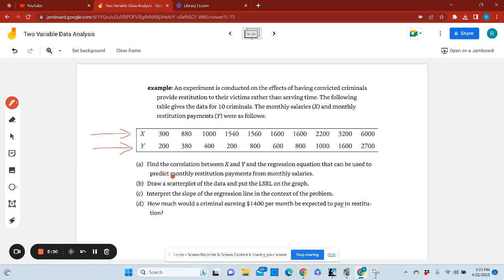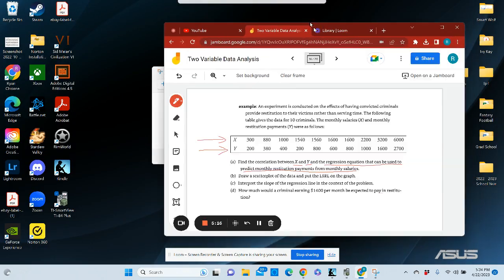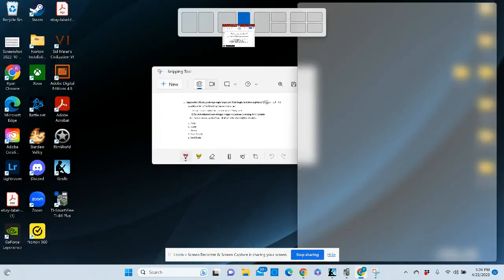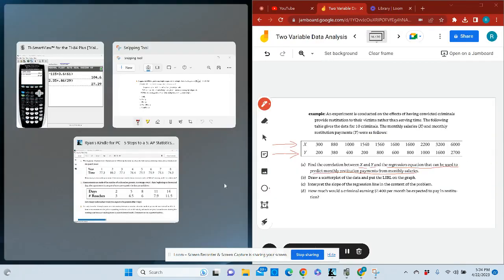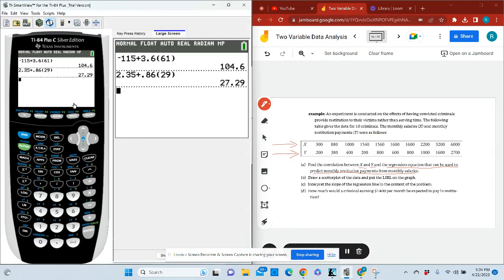Part A says, find the correlation between X and Y and find the regression equation that can be used to predict the monthly restitution payments from the monthly salaries. So they want us to run a regression equation here. So in order to do that, let's see if I can put this here and put my calculator over here.